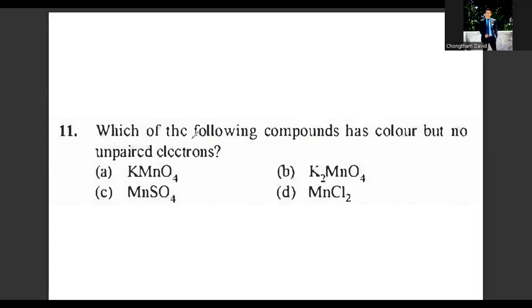In the case of potassium permanganate, in solution it exists as the permanganate ion. Hence, it has no unpaired electrons. So the answer to question number 11 would be KMnO4, the compound which has color but no unpaired electrons. You know the color of the solution is purple.